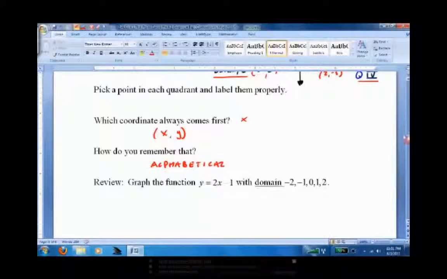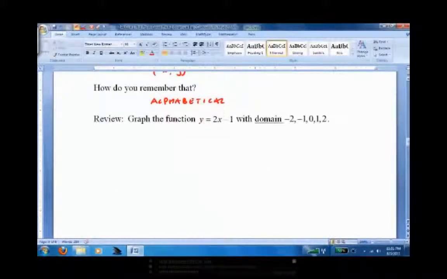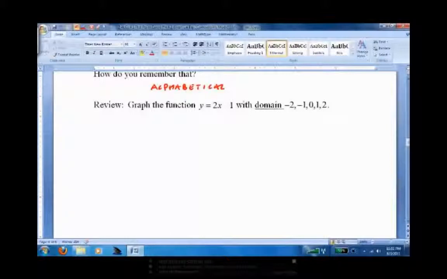So how do we graph the function y equals 2x minus 1 with domain -2, -1, 0, 1, and 2? Hopefully remember, we make a t-chart. X, y, -2, -1, 0, 1, 2. -2 times 2 is -4, minus 1 is -5. -1 times 2 is -2, minus 1 is -3. 0 minus 1 is -1. Looks like it's always going up by 2 here, so I'm going to guess that this is 1 and this is 3, but I'll check. 2 times 1 is 2, minus 1 is 1. 2 times 2 is 4, minus 1 is 3.